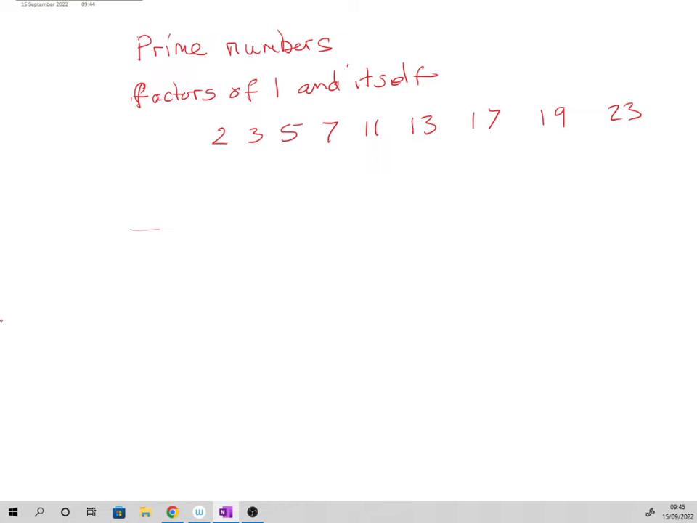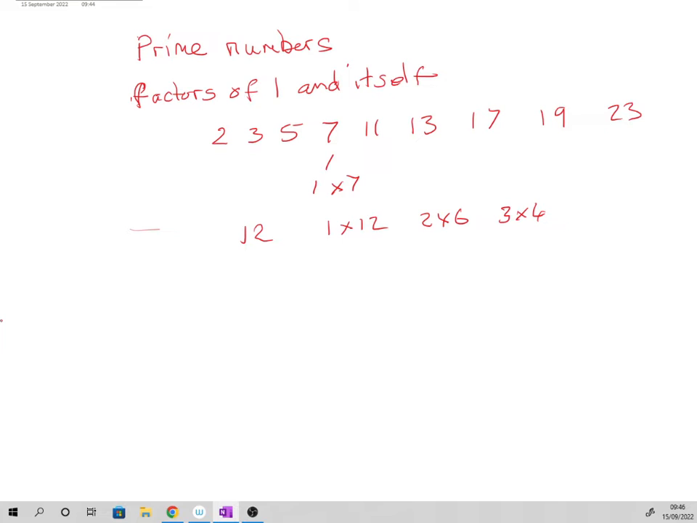Factors are things that multiply together to make this number. Therefore, 7 is just 1 times 7 and nothing else, whereas 12 would be 1 times 12, 2 times 6, and 3 times 4. So you see the number 12 has many factors, whereas the number 7 doesn't. So that makes it a prime number.